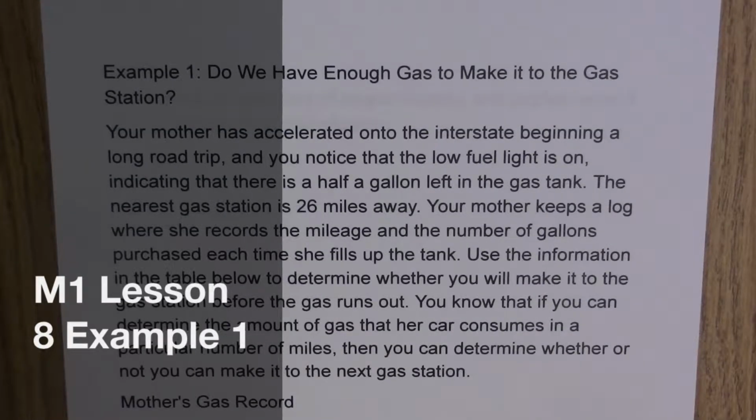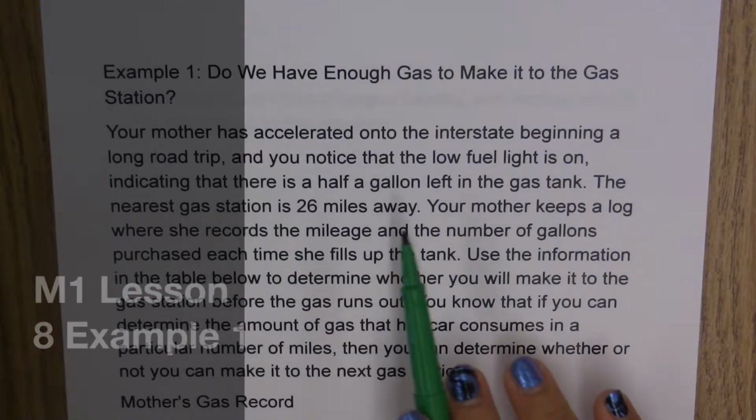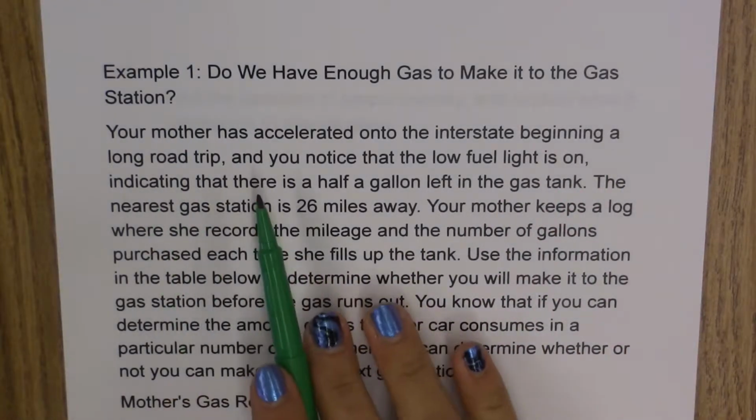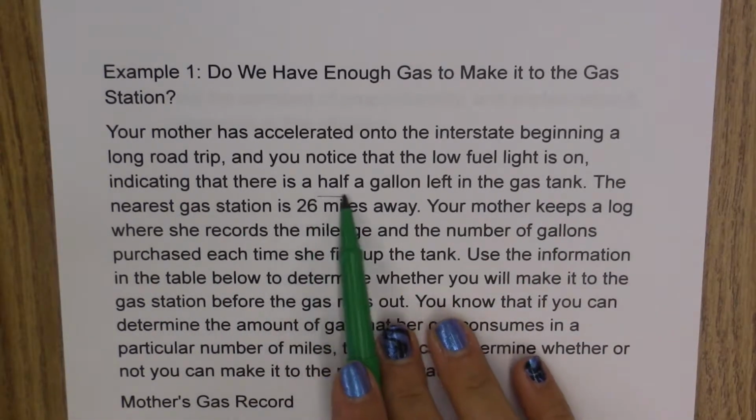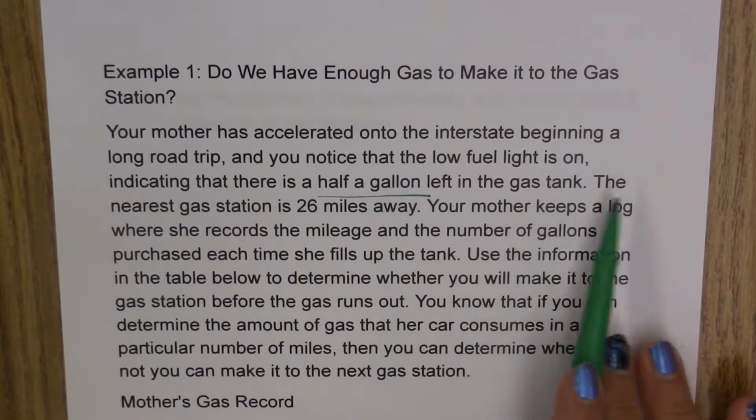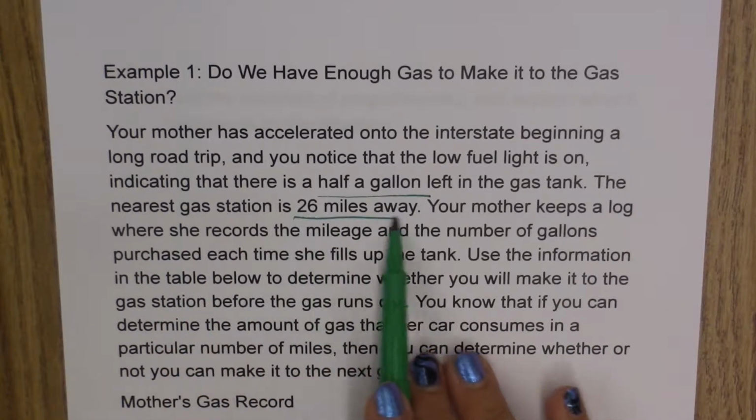Example 1. Do we have enough gas to make it to the gas station? Your mother has accelerated onto the interstate, beginning a long road trip, and you notice that the low fuel light is on, indicating that there is a half a gallon left in the gas tank. The nearest gas station is 26 miles away.